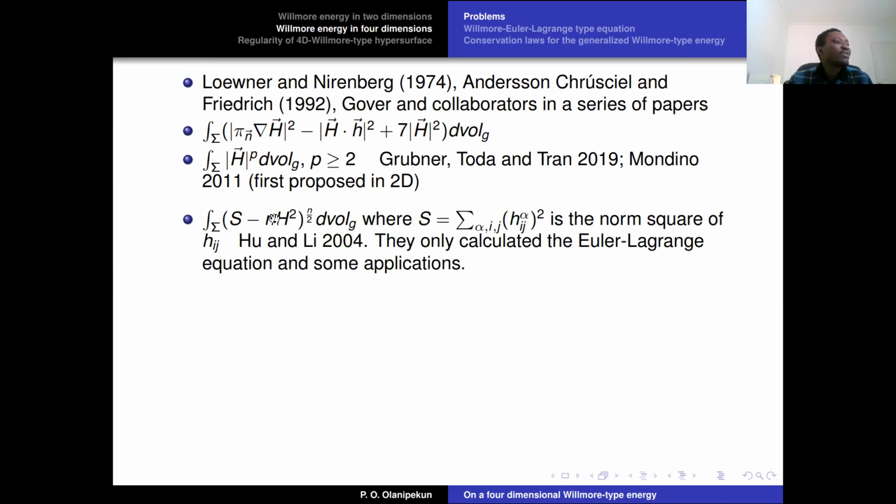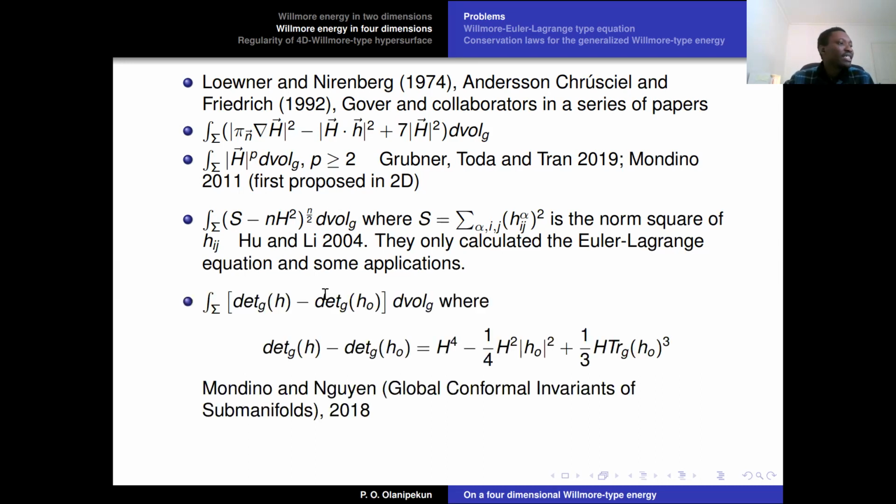It's not only that. This was also considered, and this also fails because of the same reason. Because when n equals 4, for instance, so when you are in 4D and n equals 4, you discover that the Euler-Lagrange equation associated to this energy will have its leading order operator to be nonlinear. So same problem. And then the same for this.